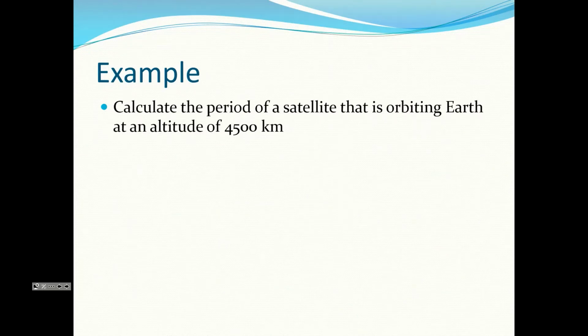So let's do another one. Calculate the period of a satellite that is orbiting Earth at an altitude of 4,500 kilometers. Okay, so my altitude is 4,500. I'm going to add 3 zeros to make it meters, and we have to factor in the radius of the Earth if we want to find R in our formula. So we'll have to think about that when we're doing it.